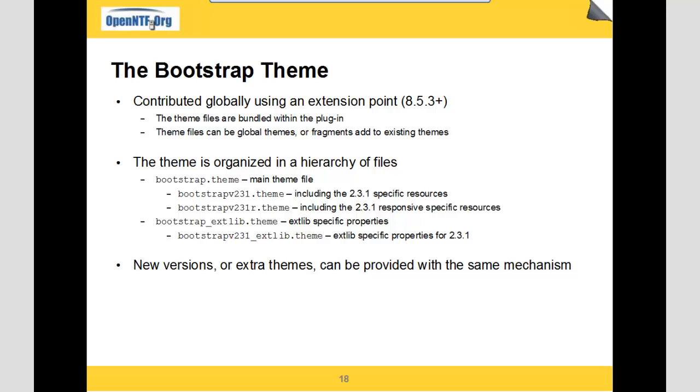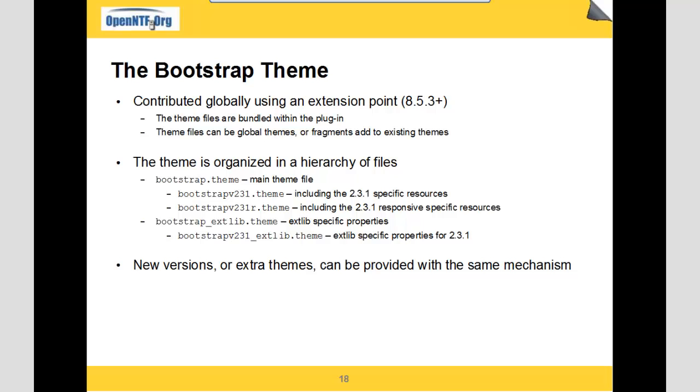The first one is bootstrap.theme, which is the main theme file. This is where we do all the association between the properties and the different components. Then we have the Bootstrap v231 theme, which is inheriting from the previous one, but it's adding the resources to load. What are the CSS and the JavaScript files to load? Same thing for the R theme, which is for the responsive one.